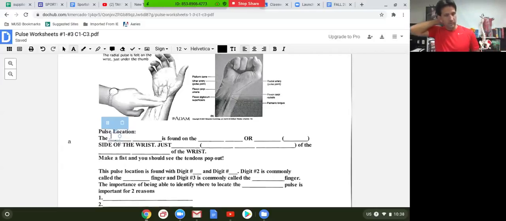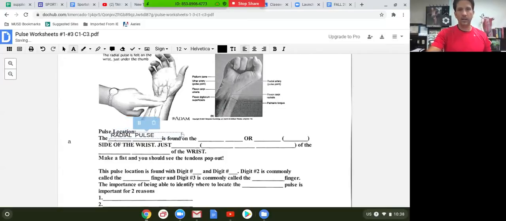Okay, so the pulse location, the radial pulse, is found on the thumb side or lateral, which is also considered the outer side of the wrist.